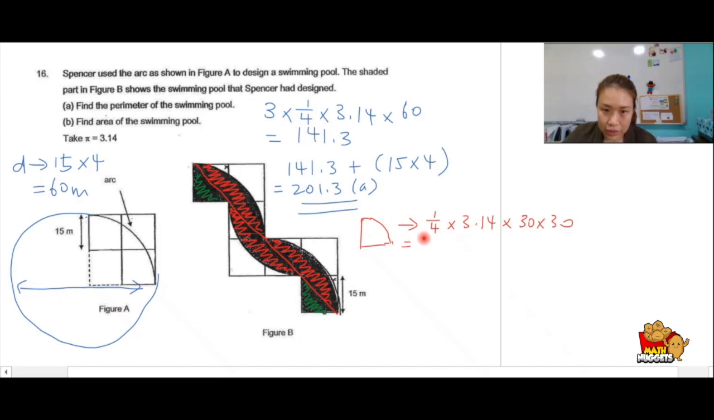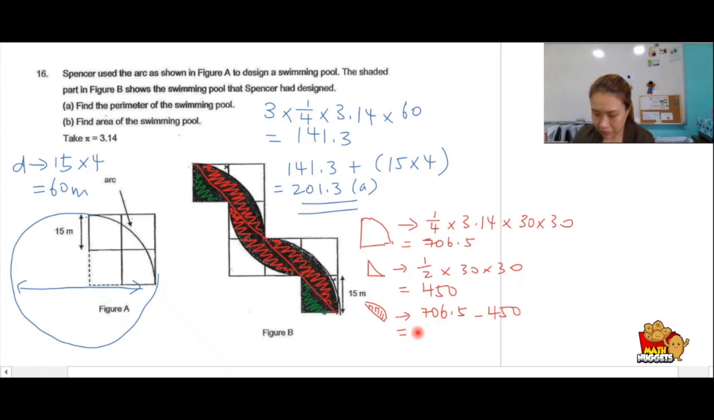This is 706.5. Now I need to find the triangle, which is half times base 30, height 30, which is 450. Therefore, one half leaf would be 706.5 minus 450, which gives us 256.5.